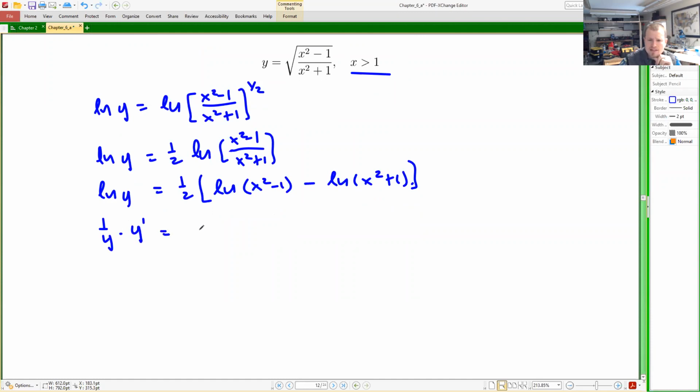And then on the right-hand side, I have things that look good. There's just x's over there. 1/2 times the derivative of the natural log of x squared minus 1 is going to be 2x, right? The derivative of x squared minus 1 divided by x squared minus 1. Over here, the derivative of x squared plus 1 is 2x divided by x squared plus 1.